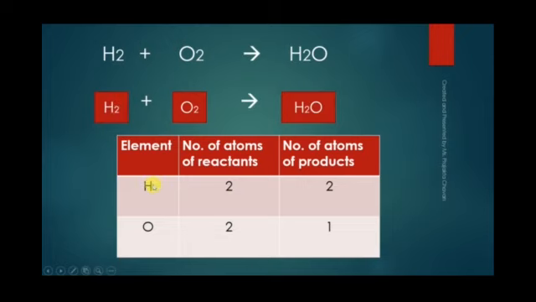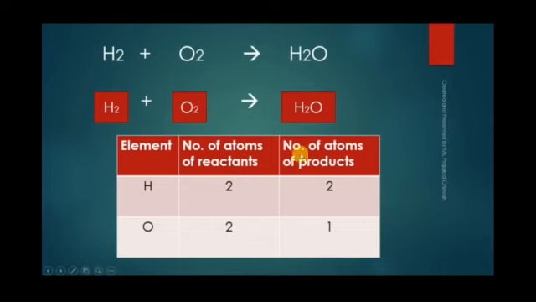In the first column I have written the symbols of the elements present in the chemical equation, that is H and O. The second column says number of atoms of reactants. So we are going to write the number of atoms that are present for each reactant. Here for hydrogen, it is written H2, hence the number of atoms is 2. Similarly for oxygen, O2, hence the number of atoms is 2.